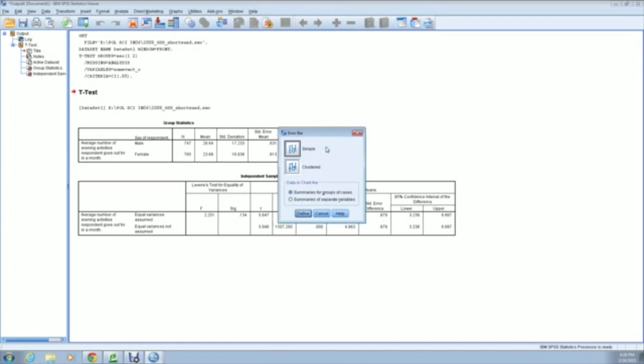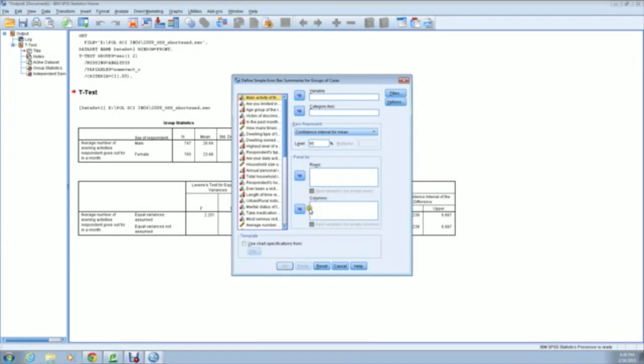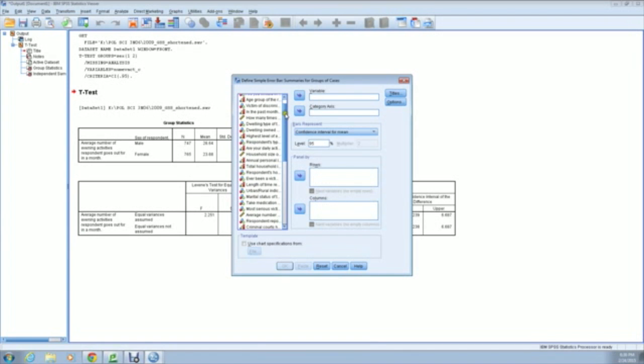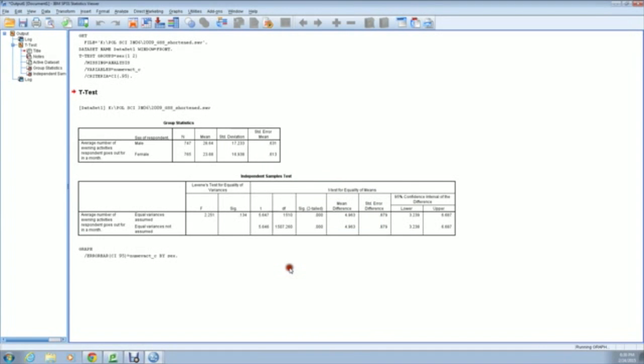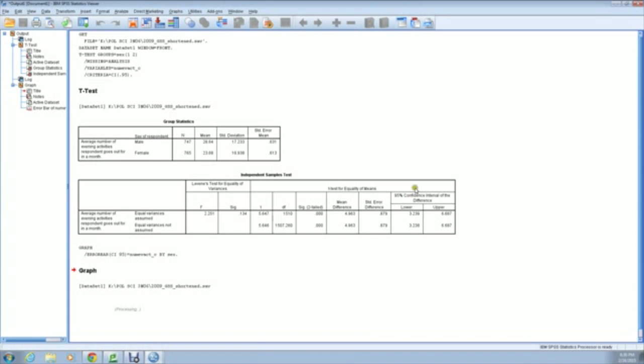To produce an error bar graph of the 95% confidence interval, first click Graphs, Legacy Dialogs, and then Error Bar. Next, click Define. Transfer the dependent variable NumiVact to the variable box and the independent variable sex to the category axis box, and then click OK. Following, the error bar graph will be produced.